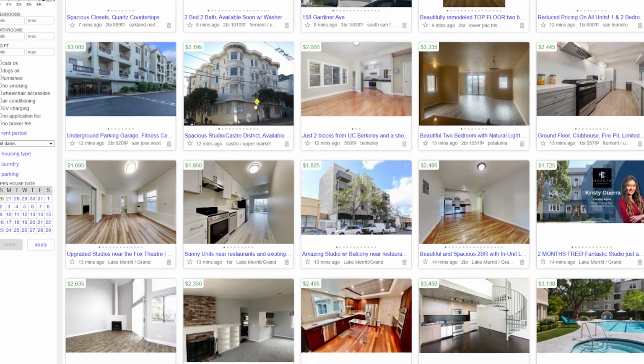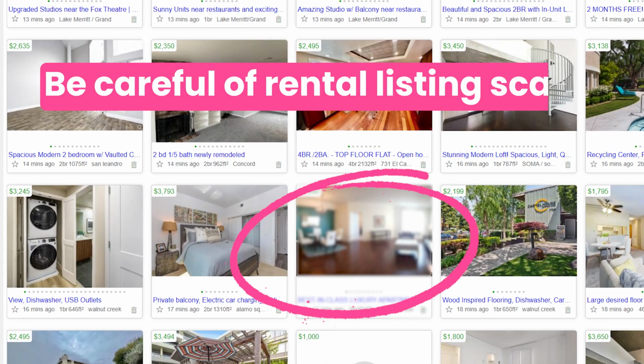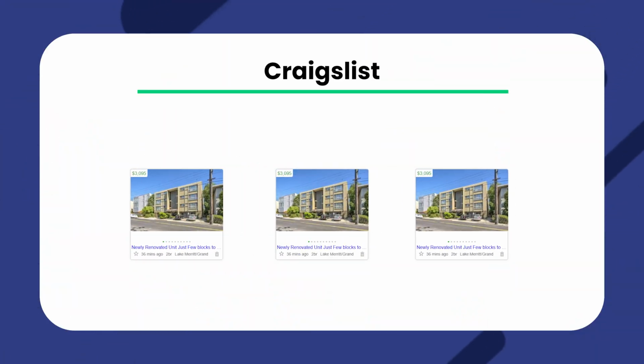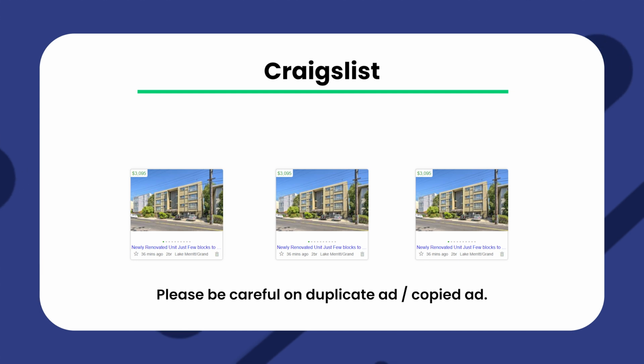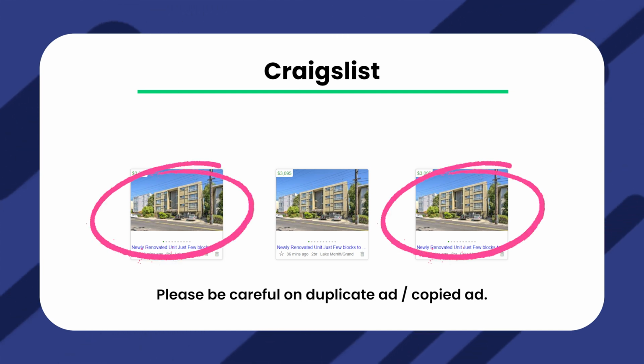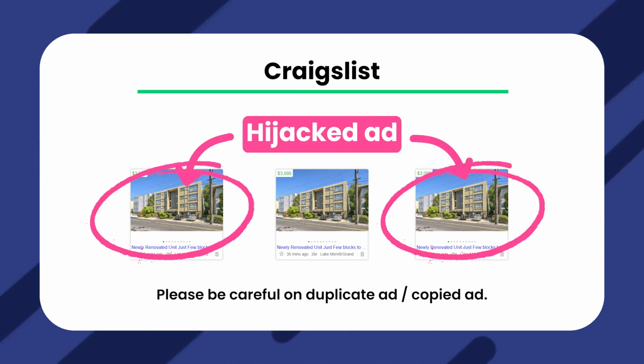However, Craigslist is not always the safest platform to browse rental listings. One of the biggest problems with browsing Craigslist apartments is that there is a chance for renters to run into rental scams. Some of the most common scams include when a user copies the ad of a different rental property and posts it as their own to collect some sort of security deposit or fee. This is known as a hijacked ad, and it's important to look out and be careful.